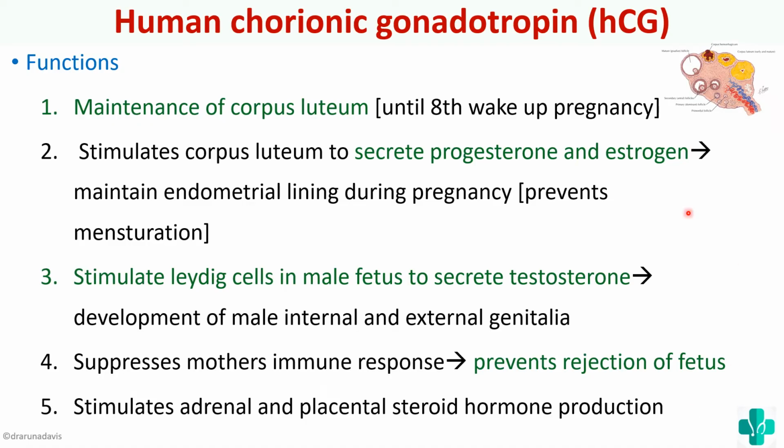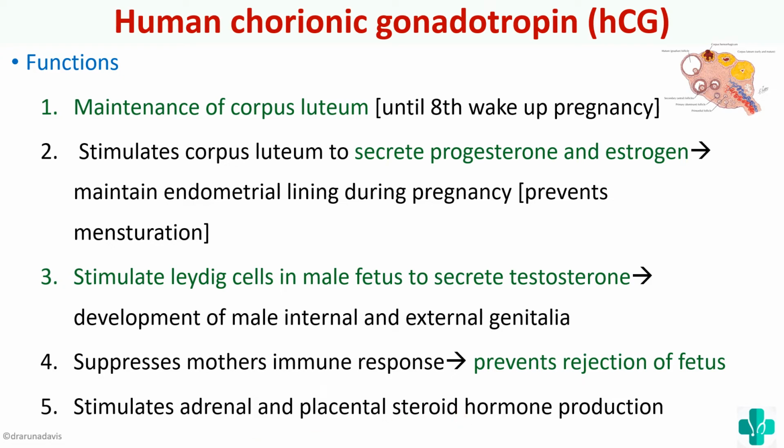So what are the important functions of HCG? First, it maintains the corpus luteum. It helps it to secrete estrogen and progesterone so that we have a proper endometrial lining. It stimulates the Leydig cells in the male fetus, prevents rejection of the fetus by suppressing the immune response, and stimulates the adrenal and placental steroid hormone production.